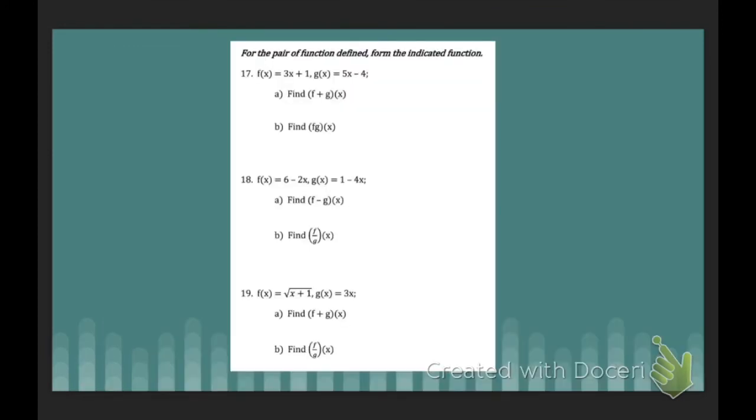For 17 through 19, we're not evaluating at any particular number because I have an x right here for all of the problems. So for 17, I'm just going to add the two functions together, combine like terms. Or for part B on 17, I'm going to multiply them, box method or FOIL. For 18, I'm subtracting them. Make sure you put function f first, and then make sure you distribute your negative to function g. And B, dividing, just put one of them over the other. For 19, I'm adding them and dividing them, just combining like terms and dividing.